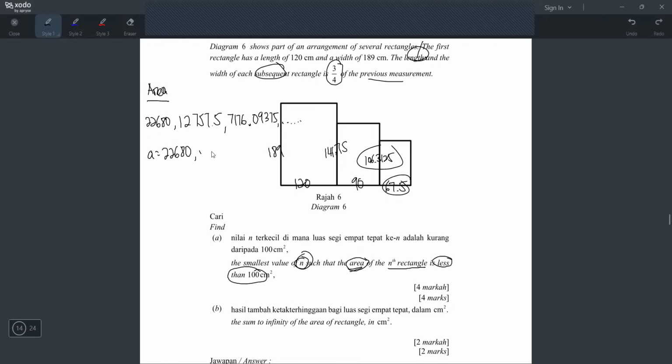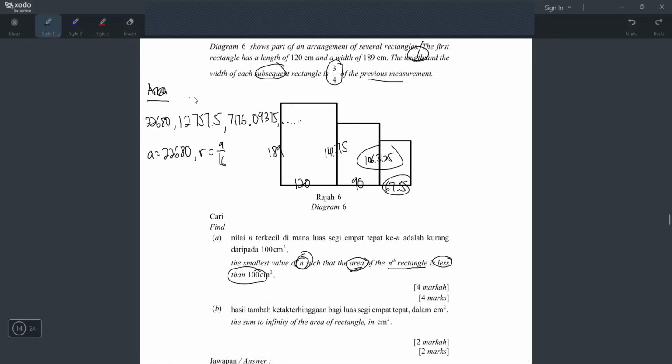Okay, this is geometric. Let me prove to you it's geometric. You can take the right side over the left side and see what you get. So, 12757.5 divided by 22680. Right? You get 9 over 16. Right? So you write 9 over 16. Let me show you how I will prove that this is geometric.